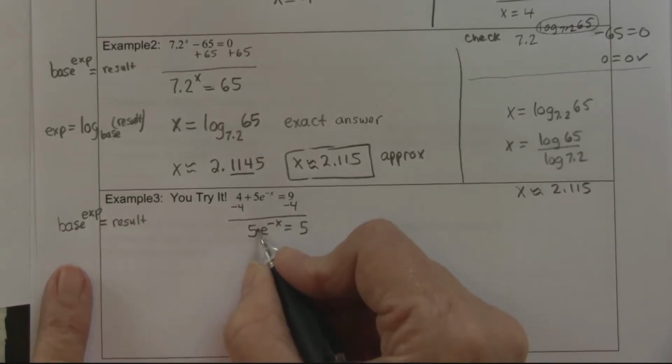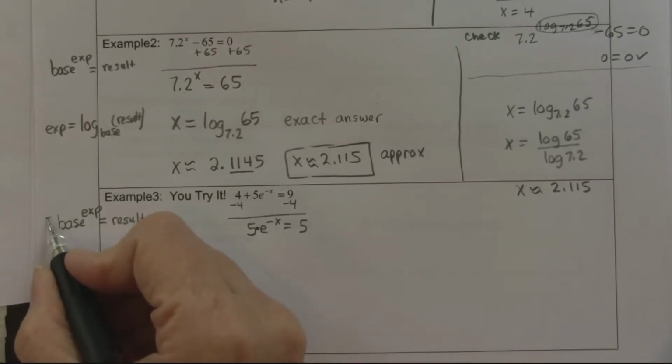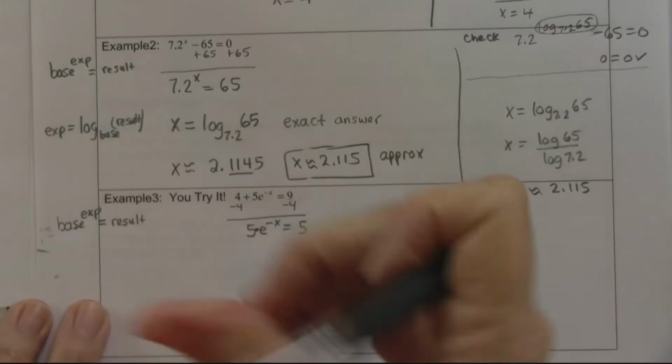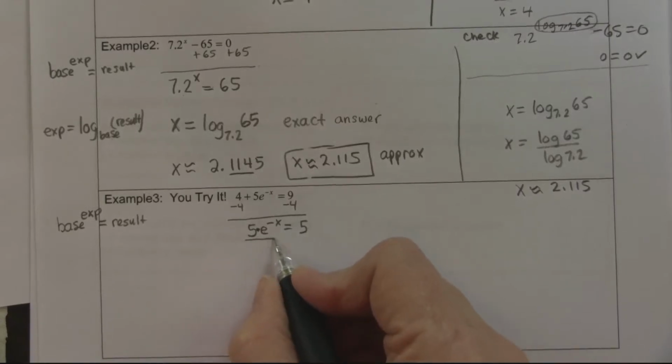This is 5 times e, and that 5 is extra. There is no 5 right here. There's no 5 out in the front. And so what we need to do is get rid of that 5 by dividing by 5, because it's timesing. So you divide by 5.